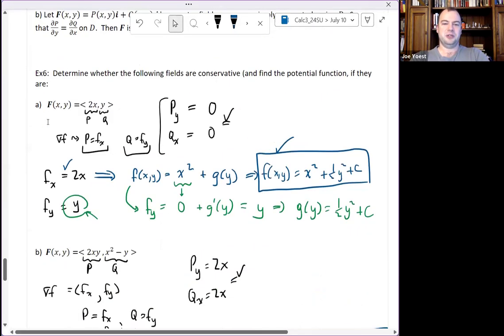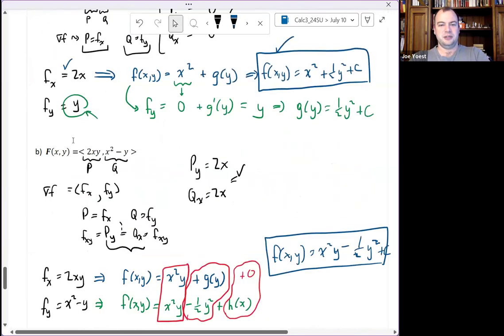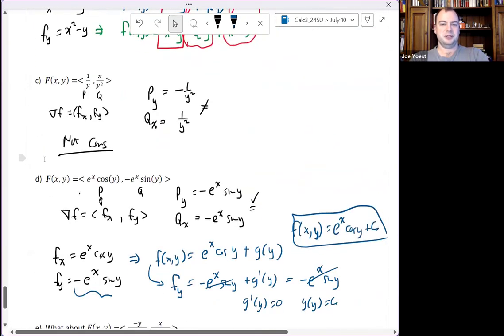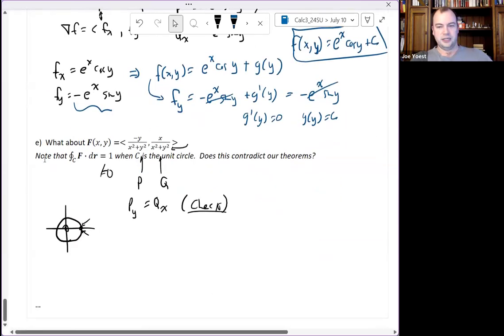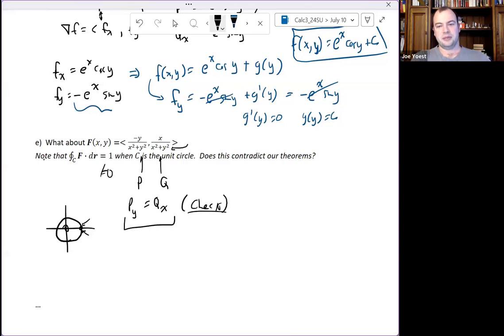Keeping in the back of our minds that we want to make sure that these functions and these partials and so on are well enough behaved over the curve or the region that we're interested in. That is an important thing to keep in mind. So letter E here is more just a cautionary tale that we don't want to be so quick just to take derivatives, check that they're equal, and write our answer down. We have to think just a little bit more.